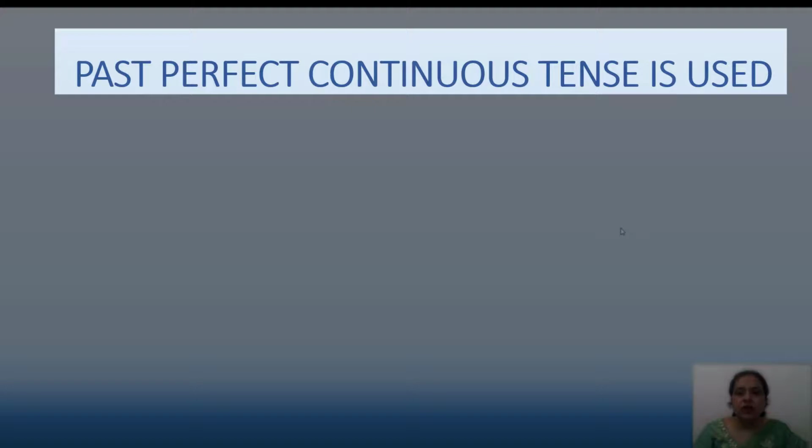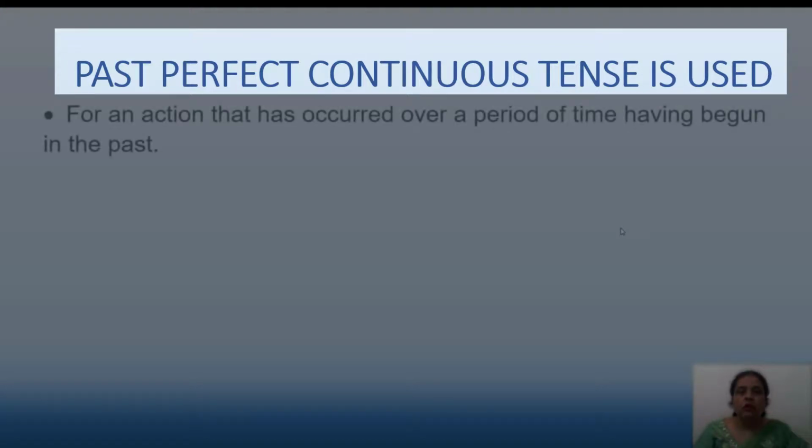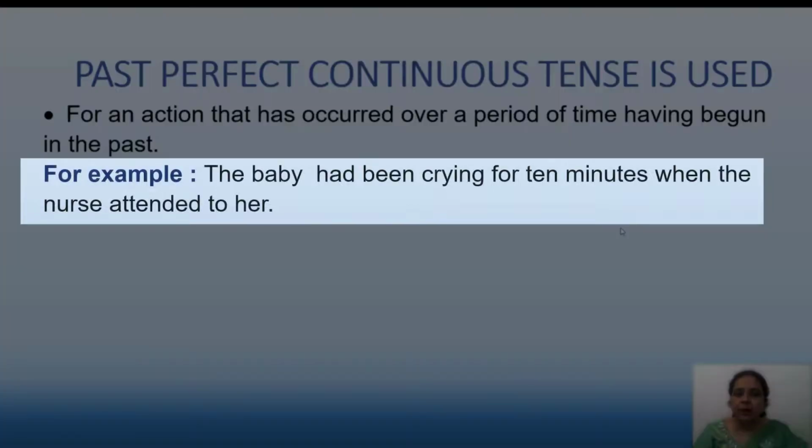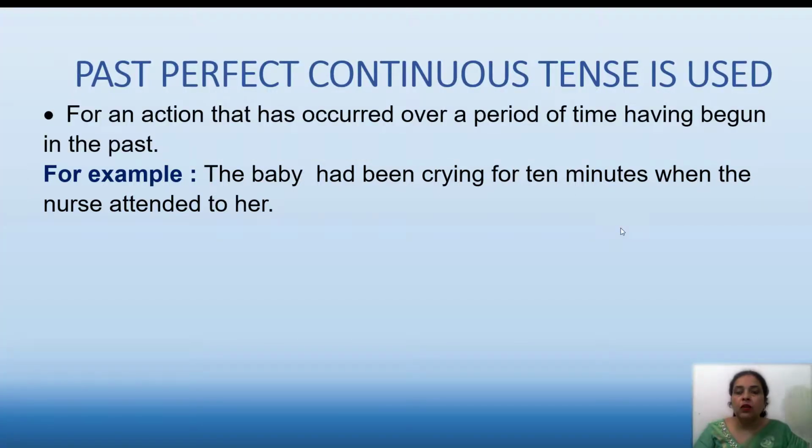Past perfect continuous tense is used for an action that has occurred over a period of time, having begun in the past. For example, the baby had been crying for 10 minutes when the nurse attended to her. That means the baby was continuing to cry till the nurse had taken her.